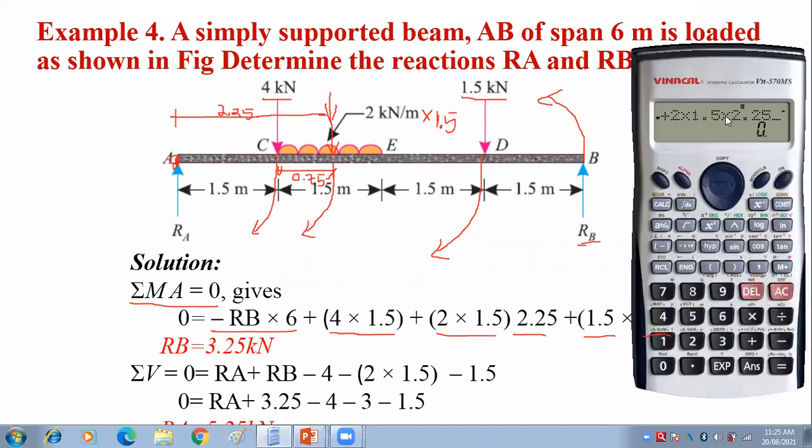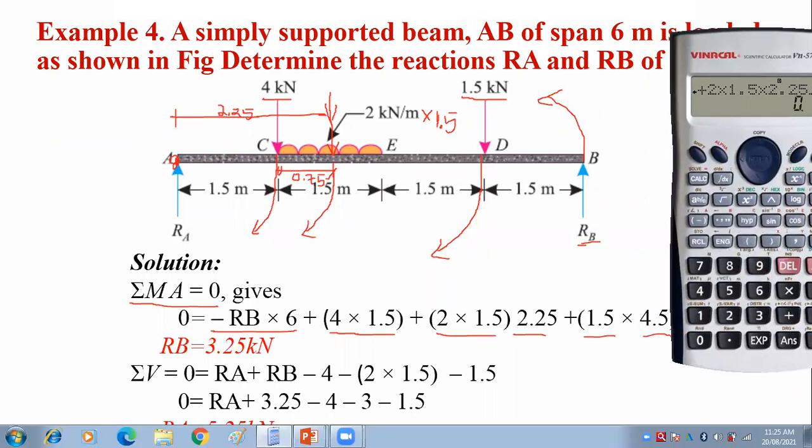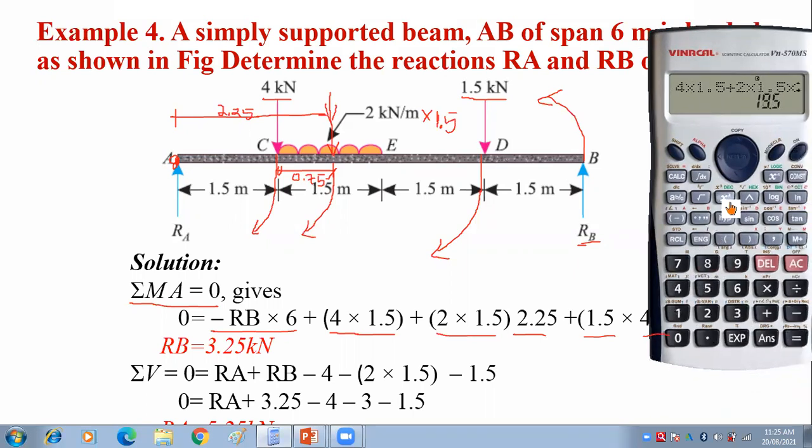And the last one, 1.5 plus 1.5 multiplied with 4.5. Now if you solve this, this one is 19.5. Again, this 6 RB term, if you take it to this side, it becomes plus 6 RB, and this 6 term, if you take it to this side, it will divide 19.5. That's why 19.5 divided by 6 becomes 3.25.